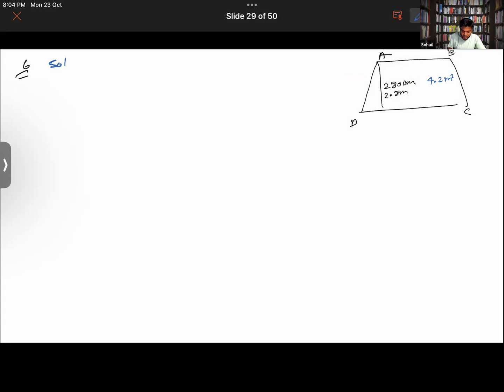So the solution will be, first we will write whatever is given in the question. In the question, area of trapezium has been given as 4.2 square meter, and the altitude or simply the height, whether I say altitude or height, in terms of mathematics it means the same. So it is 280 centimeter, or in meter it will be 2.8 meter, right?